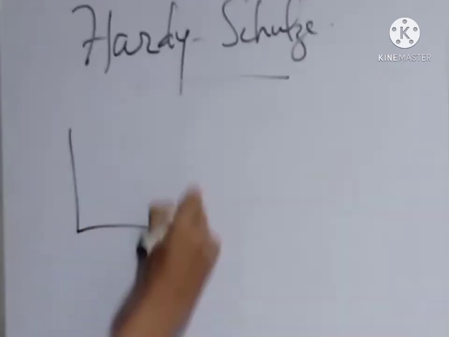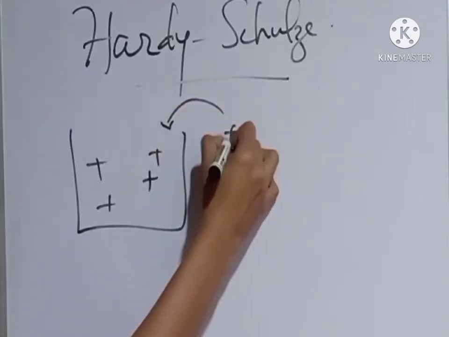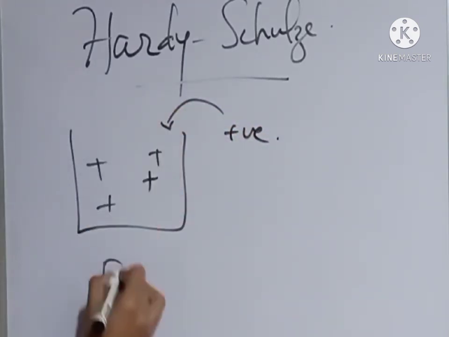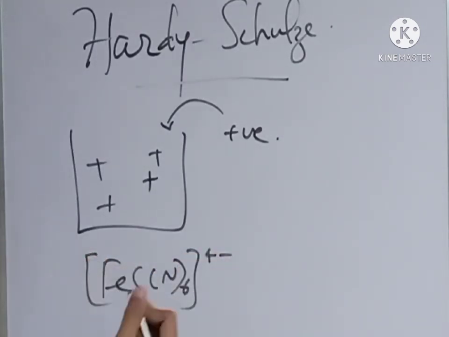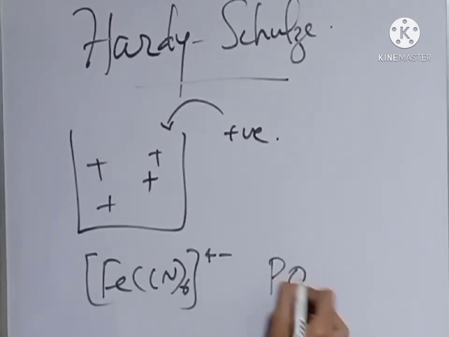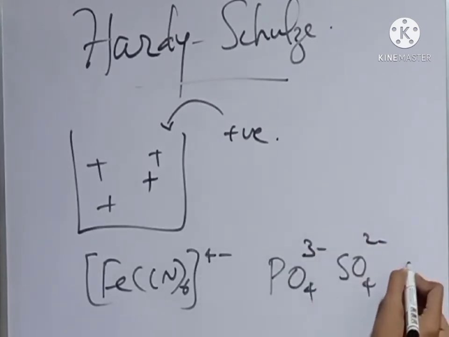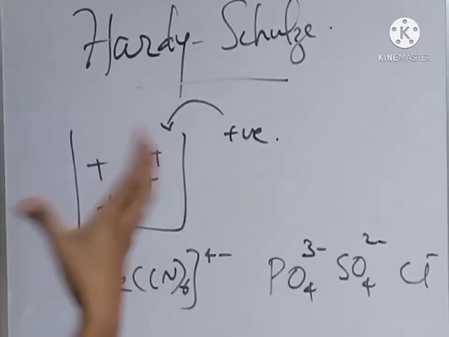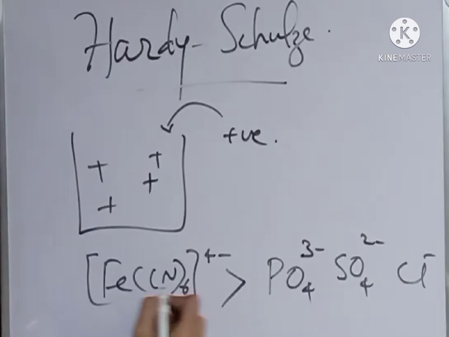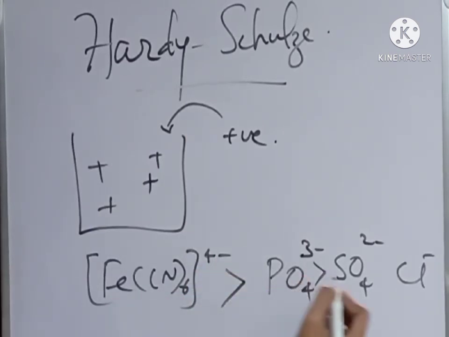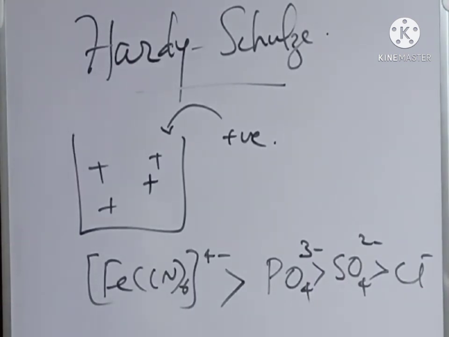In the same way, if I need to precipitate a positive colloid, then I have to add a negative electrolyte. Consider electrolytes containing Fe(CN)6 4- ions, PO4 3- ions, SO4 2- ions and Cl- ions. Coagulation will be easiest when we add the electrolyte containing Fe(CN)6 4-, next PO4 3-, then SO4 2-, and the least will be for Cl- ions.